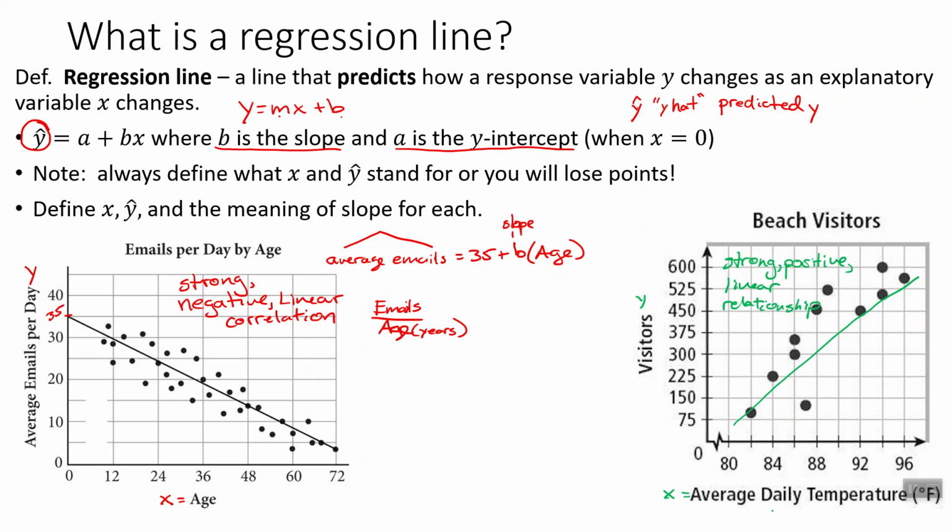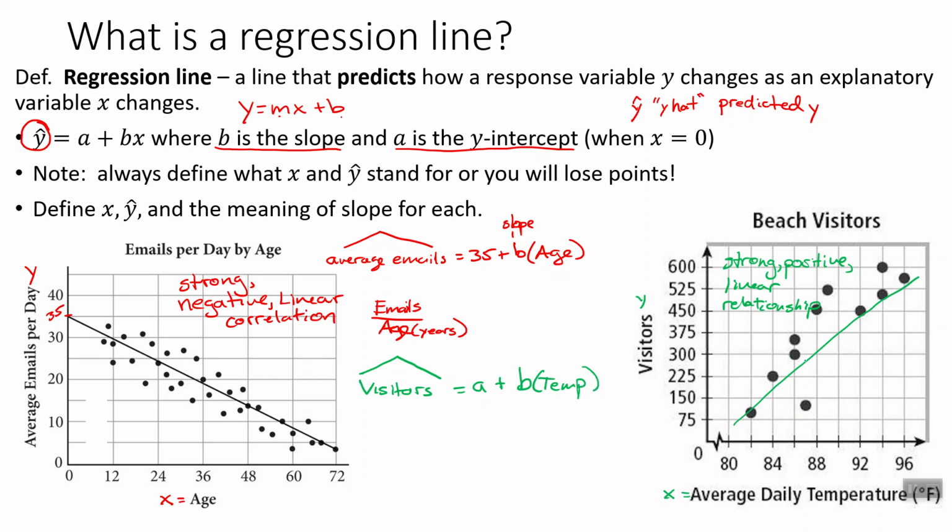All right, between average daily temperature and visitors. So our equation would look something like this. We'd have visitors hat. Instead of saying y, we just put visitors with the big hat on it, equals our y-intercept. I don't know what it is. We'll just leave it as a for now, plus b, our slope, times our temperature.